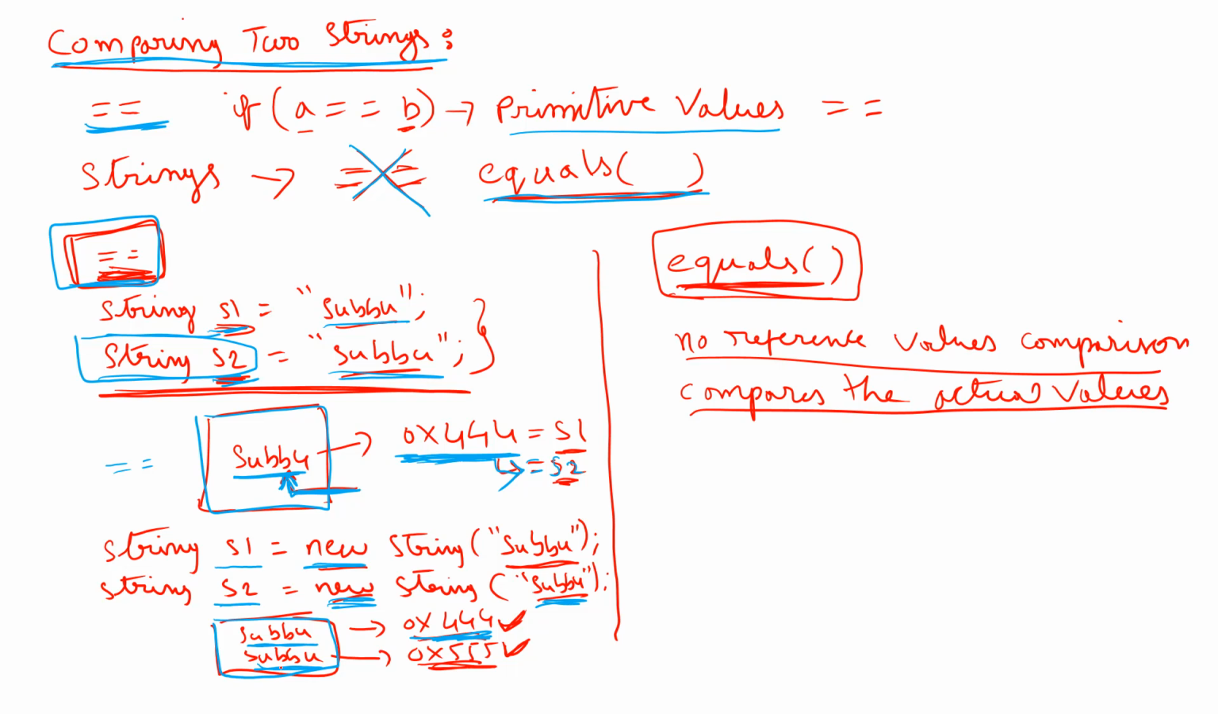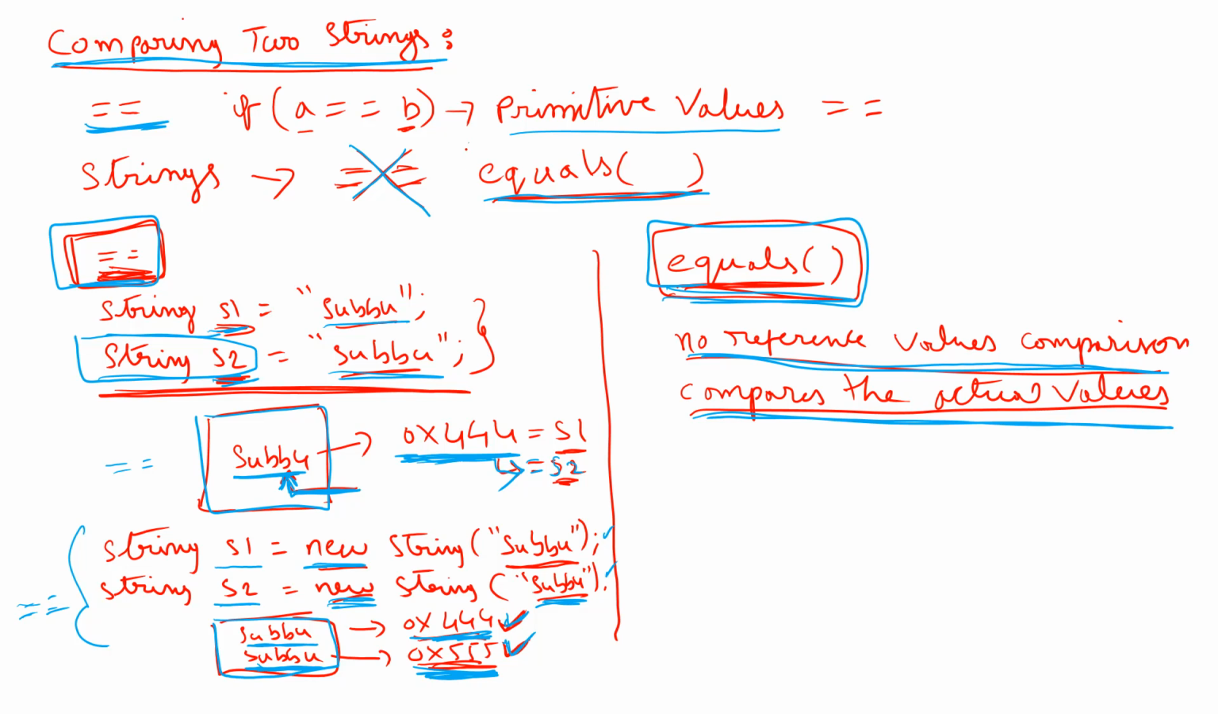It again creates another string with the same value Subbu. But the reference point will be different, in this case 0x555. So in this case, if we use the double equals method, it gives an error because the reference points are different. Even though the values are the same, it says that the values are not the same because it compares the reference points. So for strings, it is always recommended to use the equals method instead of the double equals method.